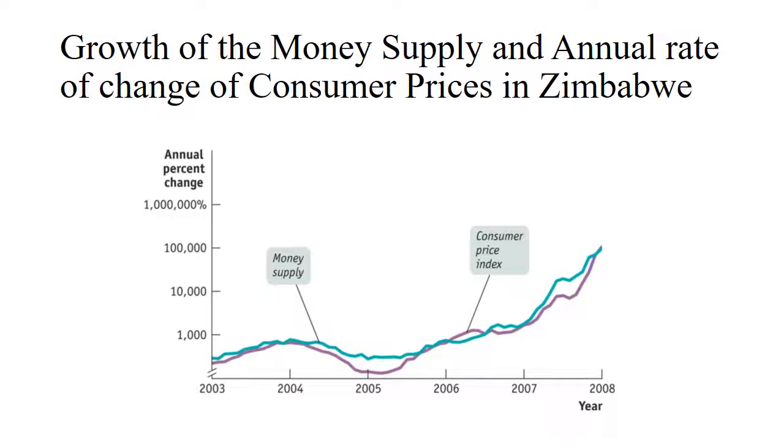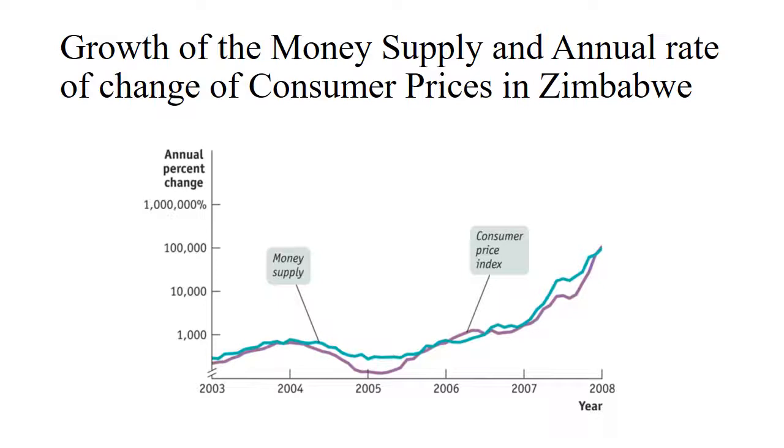Zimbabwe is a great example of hyperinflation to show us how the classical model is effective in showing the impact of a change in money supply on the inflation rate. Now remember, the Consumer Price Index is a measure of the market basket that families pay for goods they buy on a regular basis. It is one way of calculating the inflation rate.